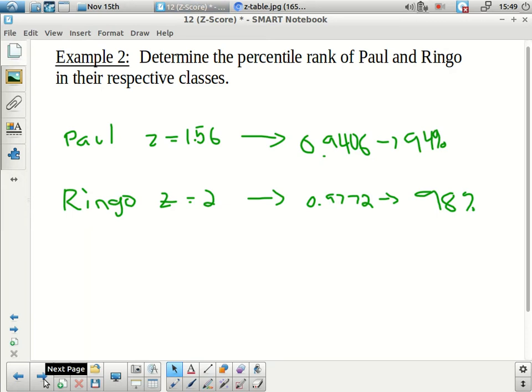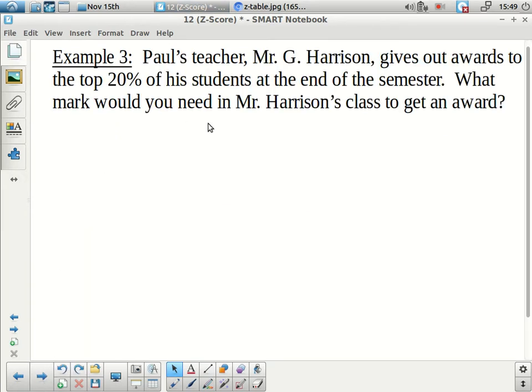So finally, a follow-up example. Paul's teacher, Mr. G. Harrison, gives out awards to the top 20% of the students at the end of the semester. What mark would you need in Mr. Harrison's class to get an award? So where would you find the cutoff for the top 20%?